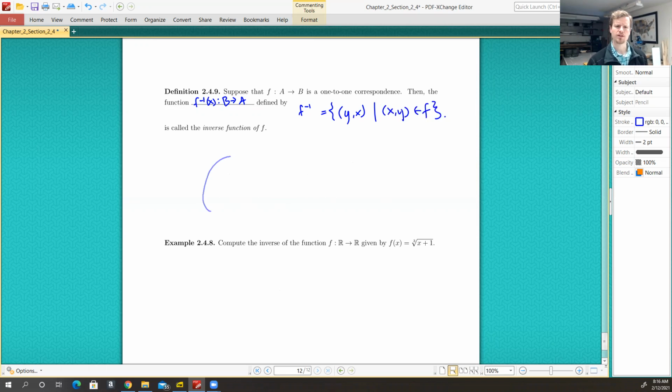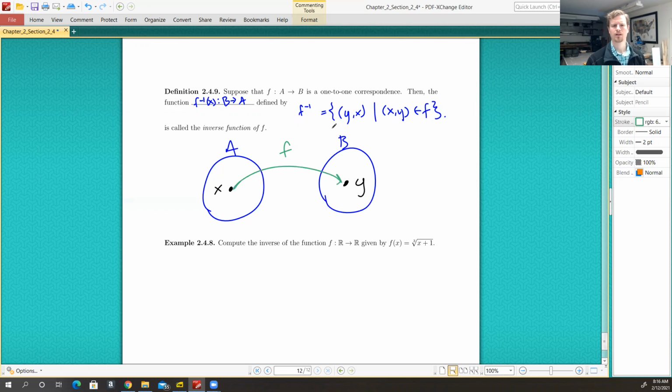And what we're doing here is, if we have our set A and our set B, take a couple of elements, let's go with x and y. If we have our function f, which takes x to y, okay, (x, y) is in the function f, then the function f inverse takes y and sends it over to x. Easy enough. This is the inverse.